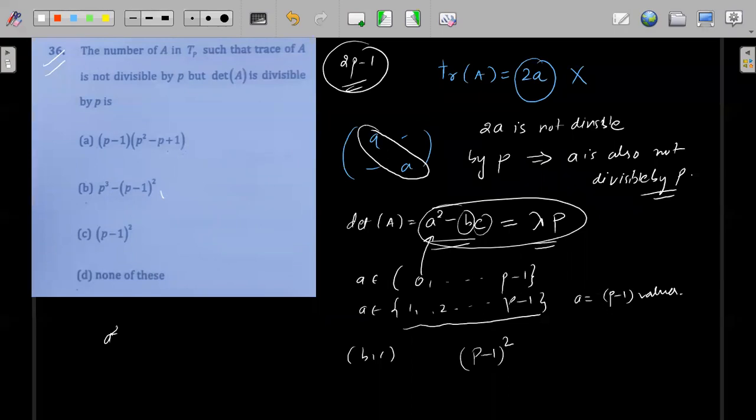Fine. Why P minus 1? Because 0 is also included. So if we exclude 0, the total number of A which we can take is P minus 1, right? And for each of the P minus 1, B and C can take different values. Okay, so let's copy this one also.